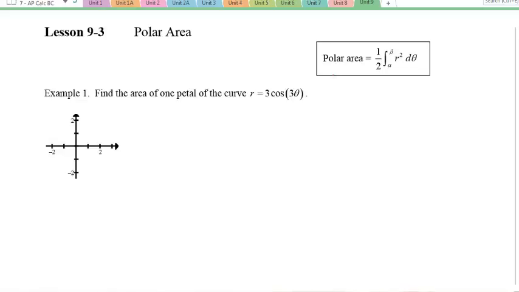Alright, it's lesson 9.3 and we're talking about area. How do we find the area of a polar curve? Well, I've given you the formula here. The polar area, one more thing to add to your formula list: 1/2 integral from alpha to beta, and those are two angles because it's d theta, so the integral from alpha to beta of r squared times d theta.